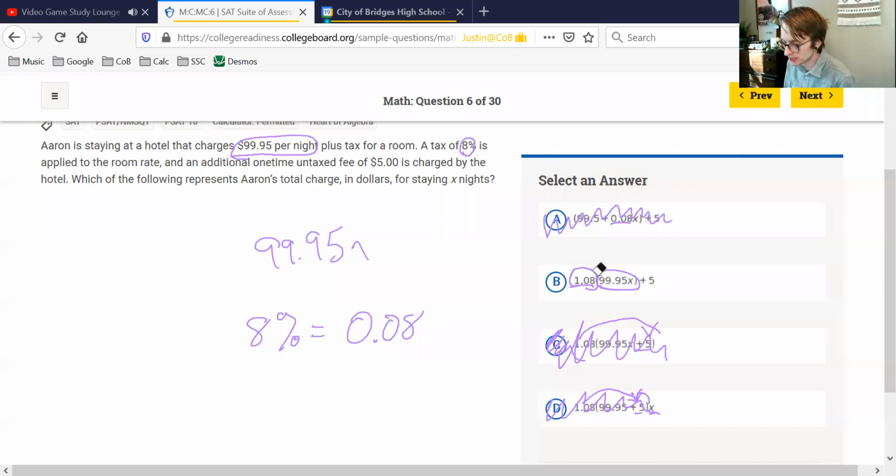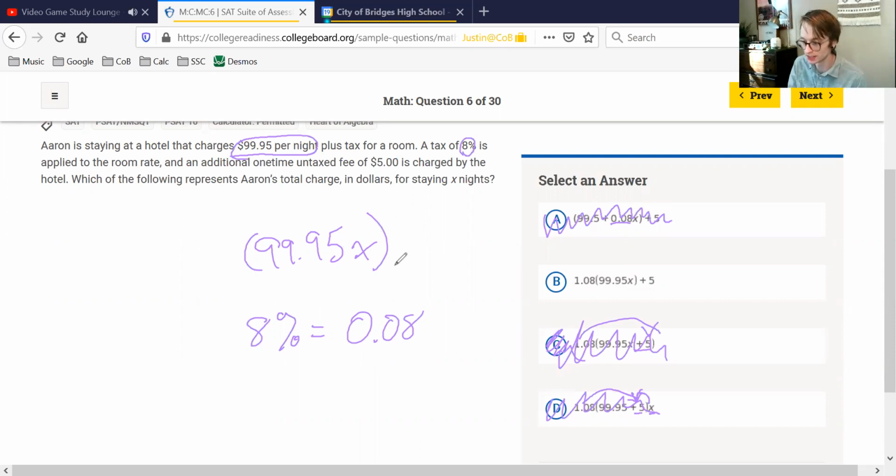What this equation is saying is, find out your nightly rate, or find out how much money you're spending total for however many nights you're staying. So that's 99.95 times the number of nights that you're staying. Find this thing here. And then you have to add the tax. The amount of tax that your stay accumulates is 8% of however much you're paying.